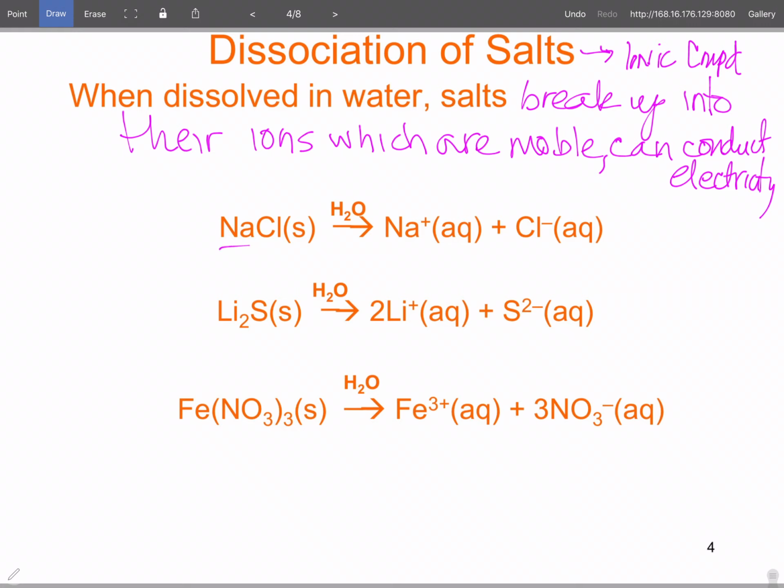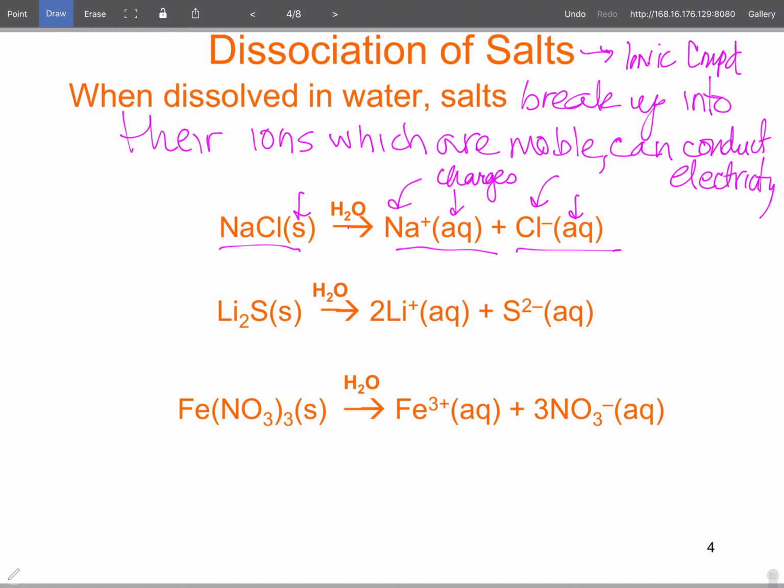So here we go. Here's your table salt. You put it in water. You end up with sodium ion and chloride ion. The two things I want you to note: notice that we went from solid to aqueous, and also notice that we have charges. Because once we split up into the ions, we have to designate what they are. We're back to the oxidation numbers and the oxidation charges, etc. And those are going to come back constantly.